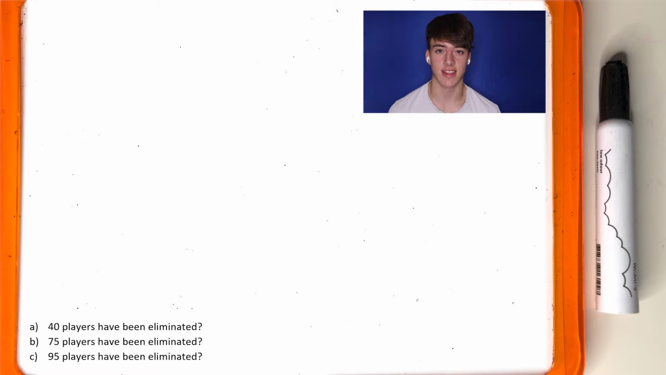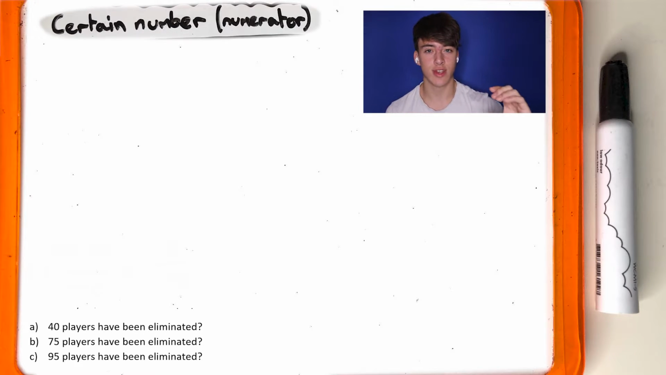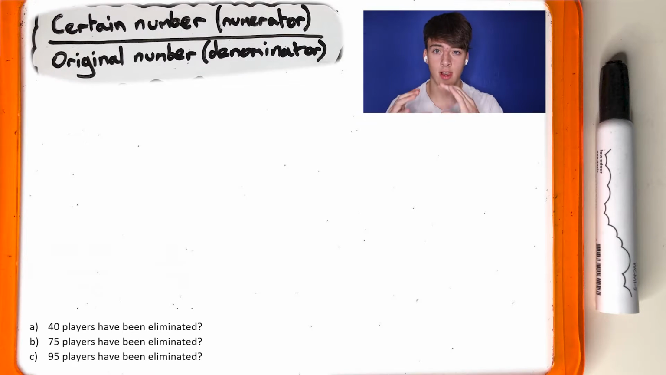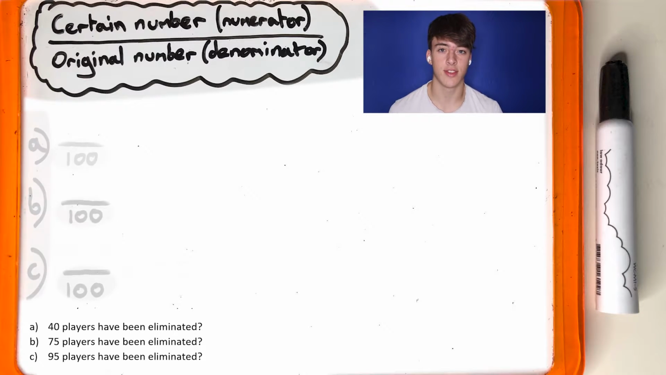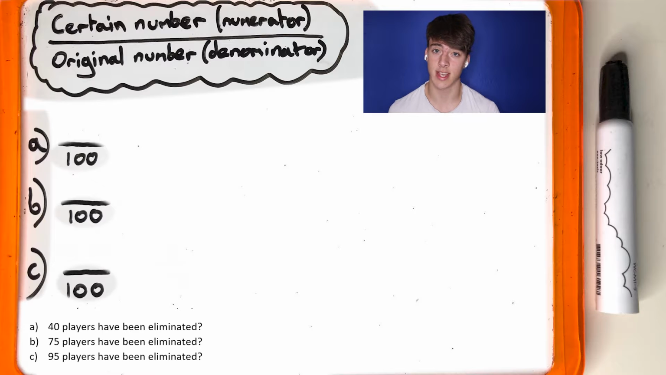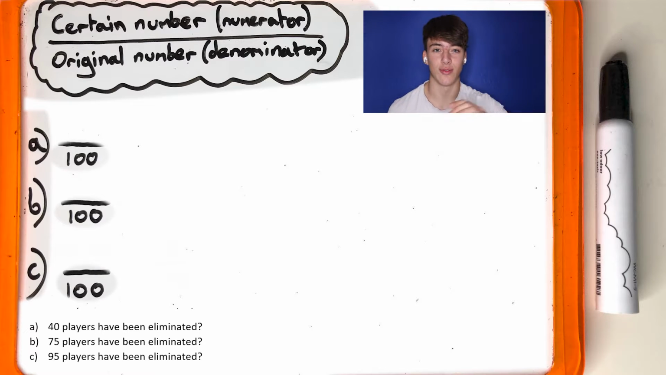Okay, so in this context, I think it's good to think of a fraction as a certain number, the numerator, out of the original number or the denominator, where the line in between represents the "out of". Now, because it's asking how many are left, the denominator will be 100 because that's how many players we started with. Then for each part of the question, the numerator will be how many players are actually left, so that the fraction is how many players are left out of that original.